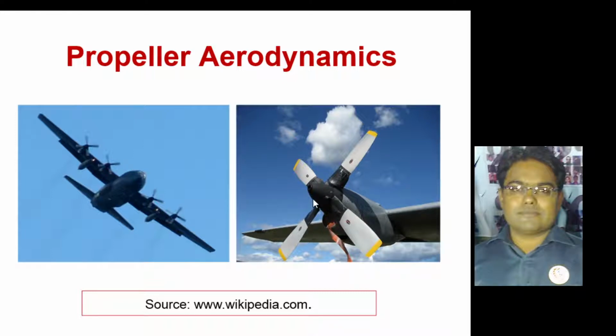Now, depending on the power requirement, one aircraft may have one engine or may have multiple engines. So this is an example of a multi-engine turboprop aircraft where a total of four engines are mounted, two on each side of the wing, having four bladed propellers.